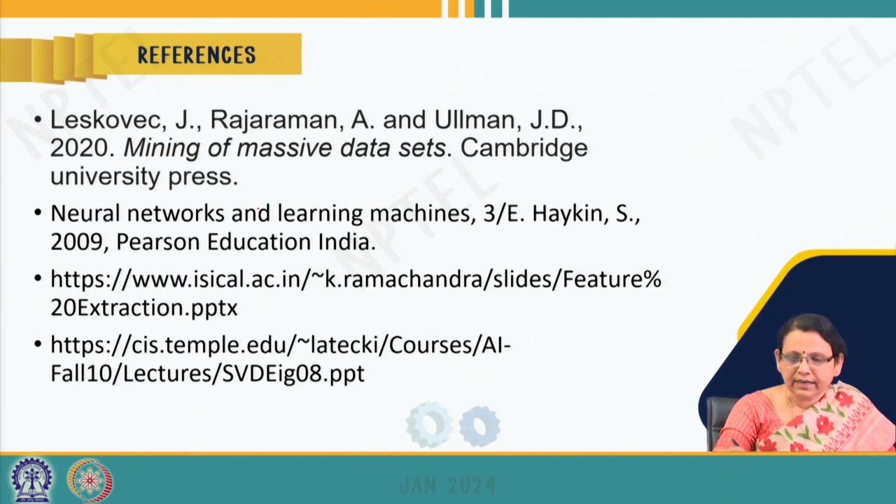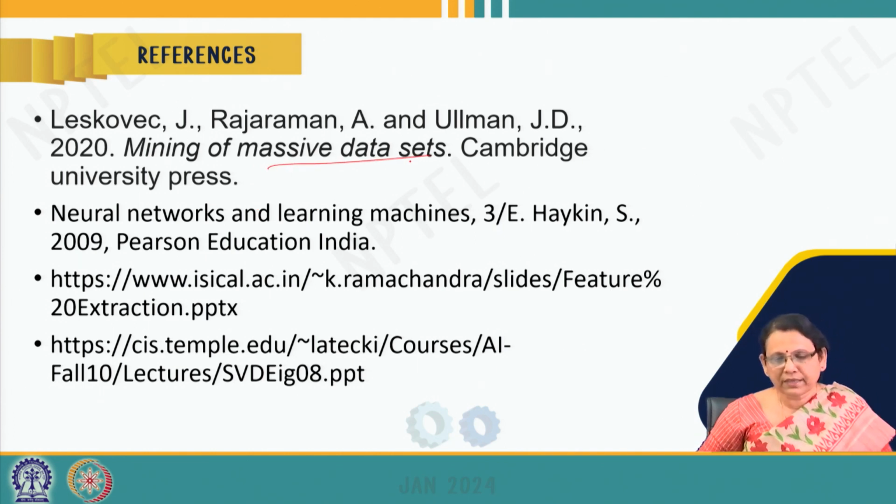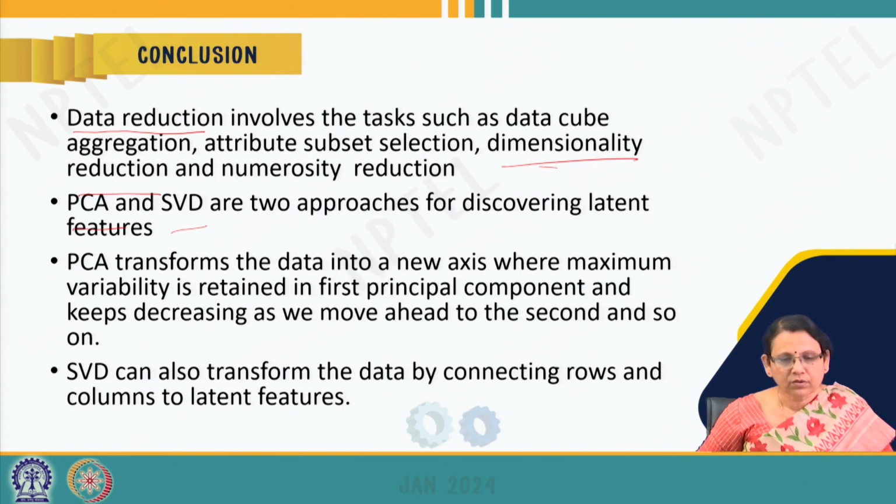All the examples that we considered here are derived from Mining of Massive Datasets, and these are some of the other references which I have used.